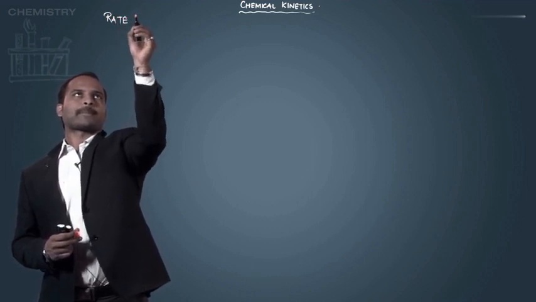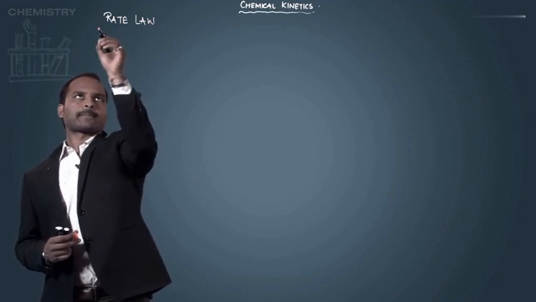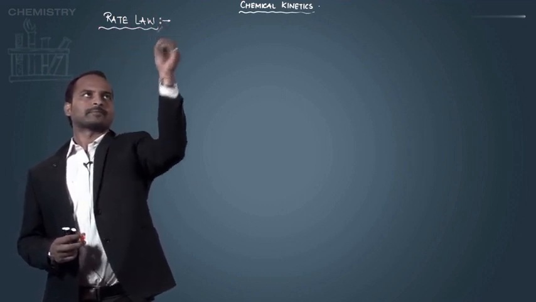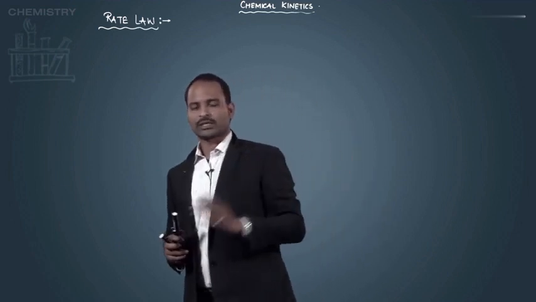We have the next part that is called rate law. Rate law tells us about the effect of concentration of the reactant on the rate of reaction. Just keep in mind that the rate of reaction is always directly proportional to the concentration of reactant. Directly proportional means as the reactant concentration goes on increasing, the rate of reaction also increases. If the concentration of reactant decreases, the rate of reaction also decreases.